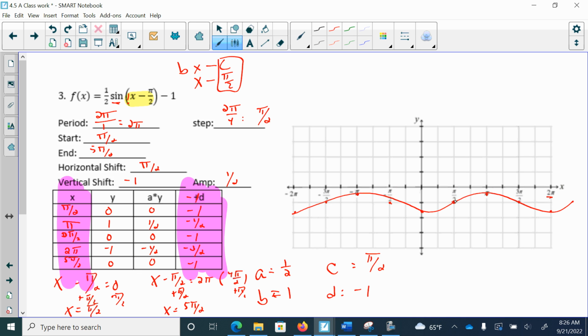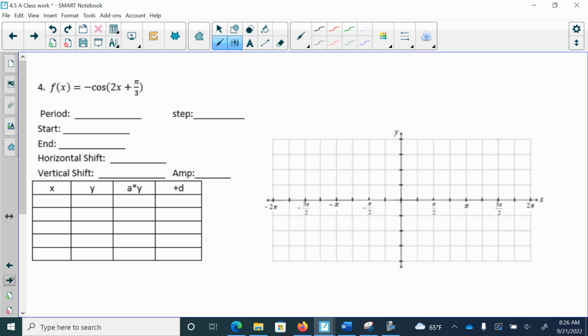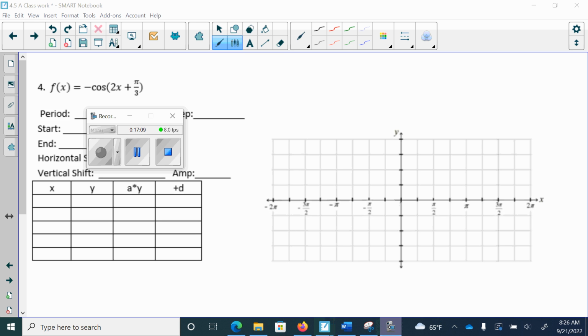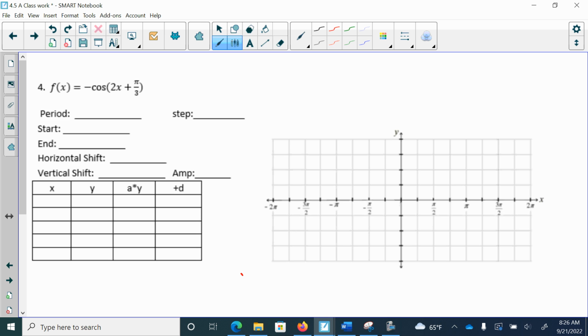Okay, moving on to the next one. Okay, I'm going to identify my A. My A is going to be, I'm going to write a negative 1 because it's what's there. And then my B is going to be 2. My C, again, remember this is my Bx minus C. So 2x minus a negative 1/3 will give me that positive 1/3. So my C is going to be negative 1/3.